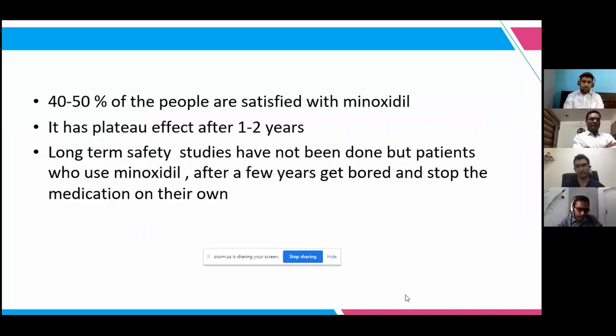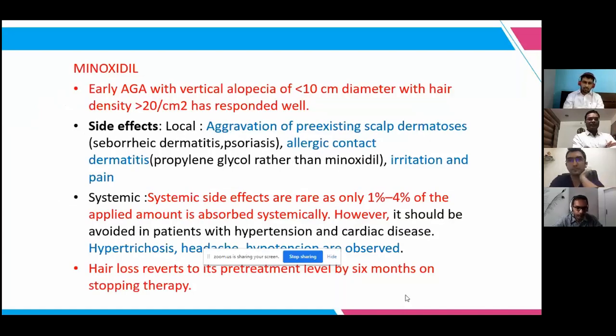So, as he said, only 40 to 50% of the people are satisfied with minoxidil. There is a plateau effect after 1 to 2 years. Long-term safety studies have not been done that much. But patients who use minoxidil usually use it for a few years, and then they get bored and stop on their own. Minoxidil works very well where the vertex alopecia is less than 10 centimeter diameter with hair density of more than 20 hairs per square centimeter. That responds very well, as shown in the studies.